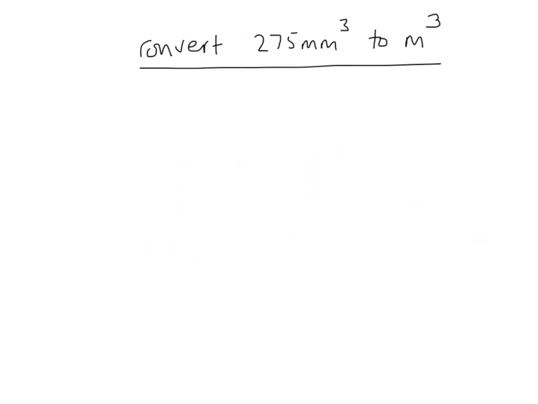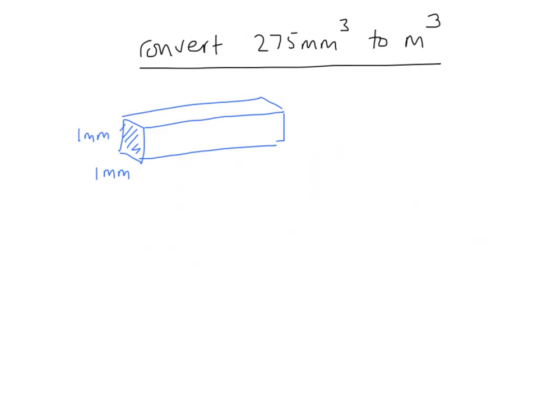These are probably the hardest questions. 275 cubic millimetres needs to be converted into cubic metres. So we're going to draw our notional cuboid. Our original units are in cubic millimetres, so I'm going to have 1 millimetre up, 1 millimetre across, which gives me an area of 1 square millimetre, and I'd need to multiply that by 275 millimetres in this direction to get my volume of 275 cubic millimetres.